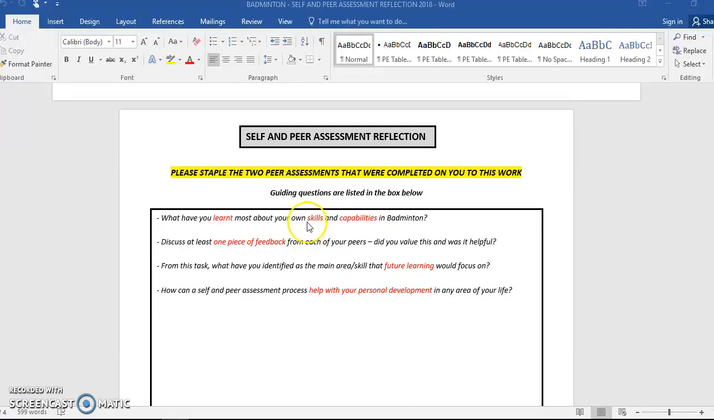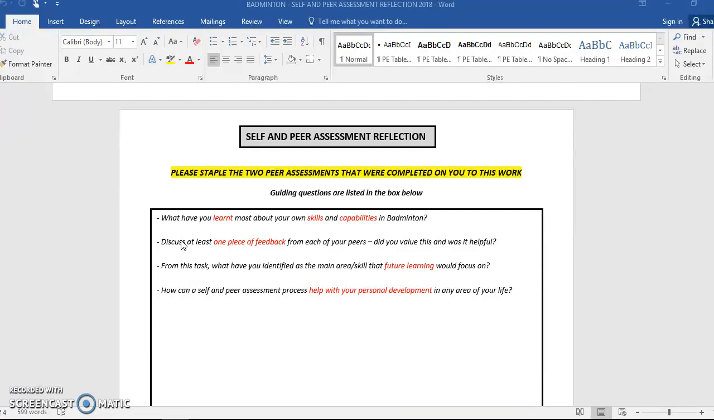I've got 4 guiding questions that I want you to answer. Number 1, and I've put the keywords in red: what have you learnt most about your own skills and capabilities? So what have you learnt? How many examples do we give? A couple. Give me a couple of examples of the things you've learned about your skills or your capability in badminton.